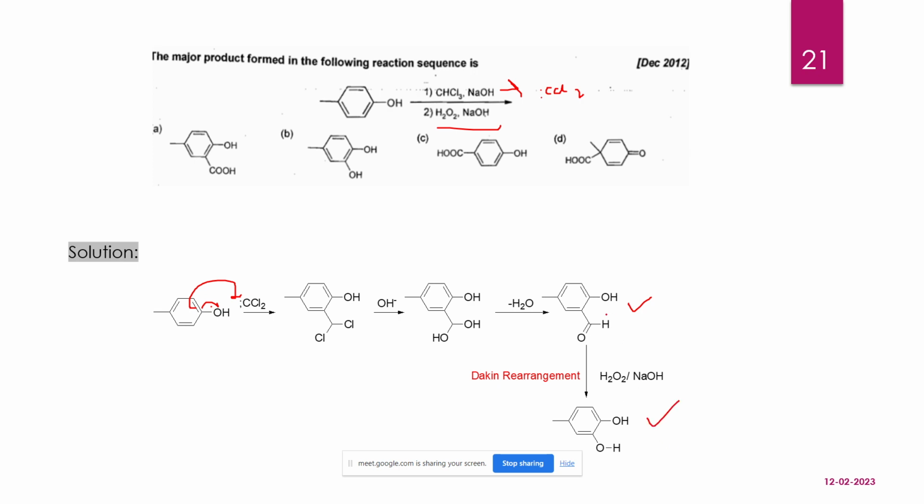So what is the product of this? In case of Dakin rearrangement, the CHO group turns to OH. The CHO group becomes OH. I am not showing the mechanism. If you guys have any interest, you can tell me so that I can show that in the next class or somehow. So from here to here, this is the Reimer-Tiemann reaction. This one I will discuss in the next class.